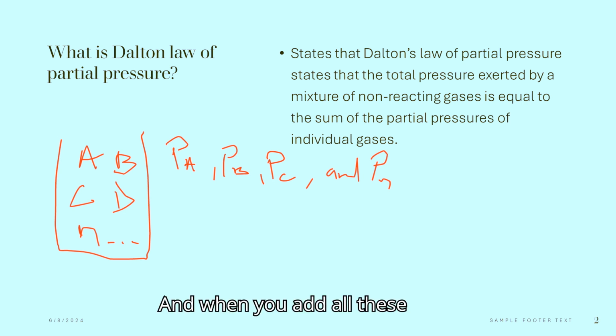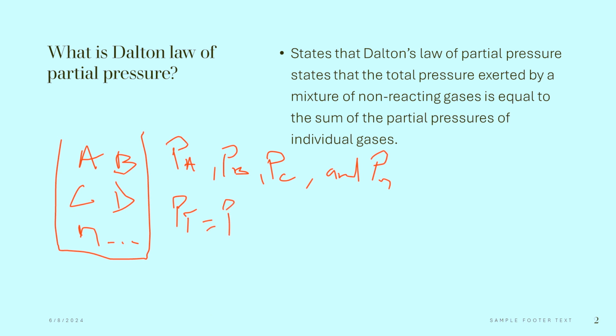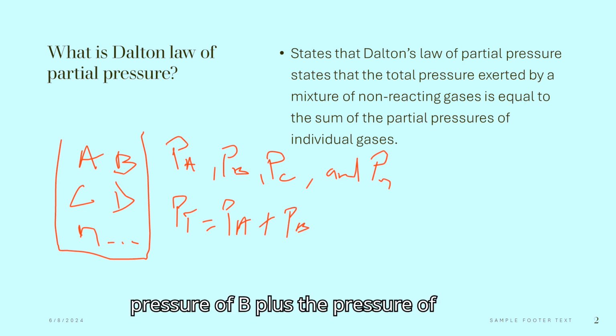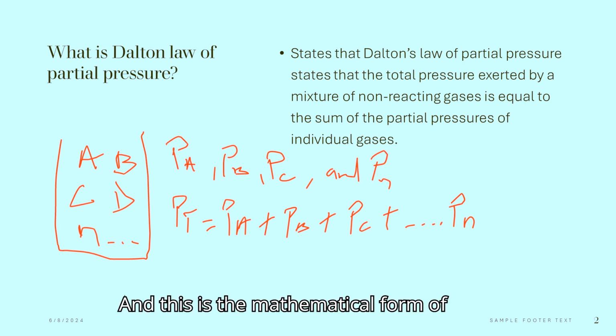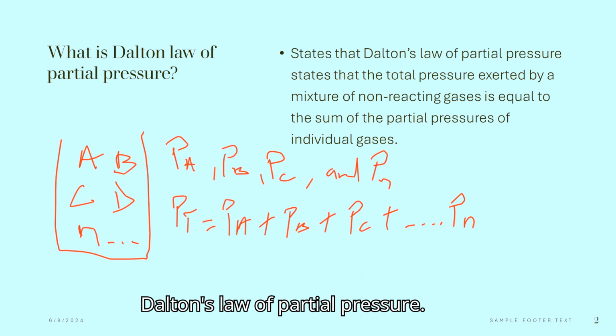And when you add all these pressures together, we get the total pressure. So we have the total pressure, T, should be equal to the pressure of A plus the pressure of B plus the pressure of C plus the pressure of any other gas at all that you can add to it. And this is the mathematical form of Dalton's law of partial pressure.